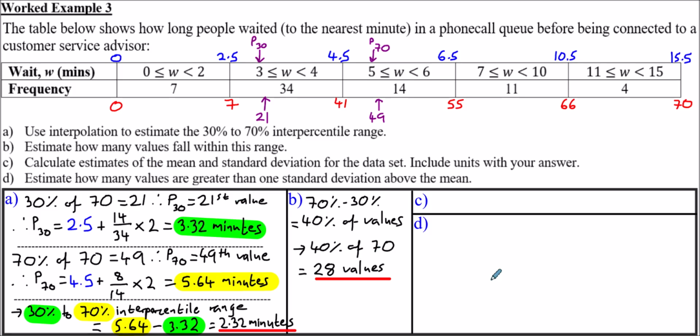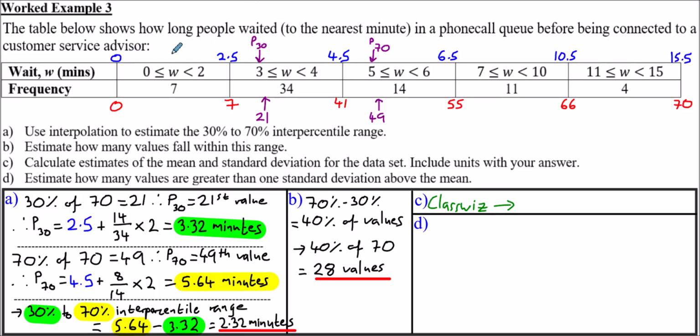Part C now. Calculate estimates of the mean and standard deviation for the dataset. Include units with your answer. The best thing I can suggest to do with this would be to simply use the ClassWiz. So for this one, let's just ClassWiz it up. For the ClassWiz, what we need to do is include the midpoints.